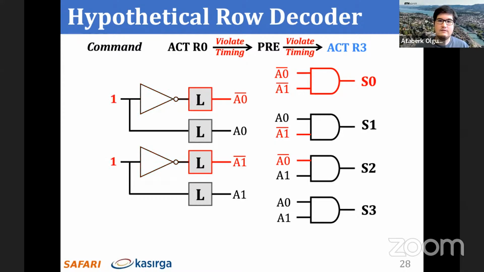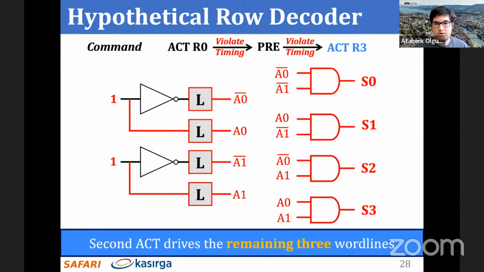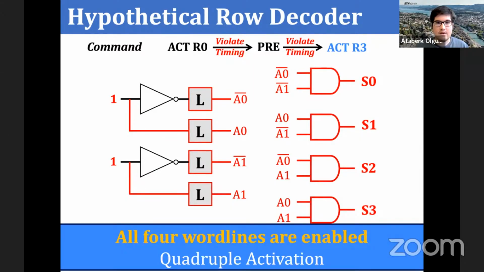Then the least significant 2 bits of the address are set to 1, and this enables the latches that drive A0 and A1. Since all intermediate signals are driven, all bitwise AND combinations of these signals are also enabled. With the execution of the second activate command, the remaining 3 wordlines, S1 through S3, are enabled. This results in quadruple activation as all 4 wordlines become enabled.